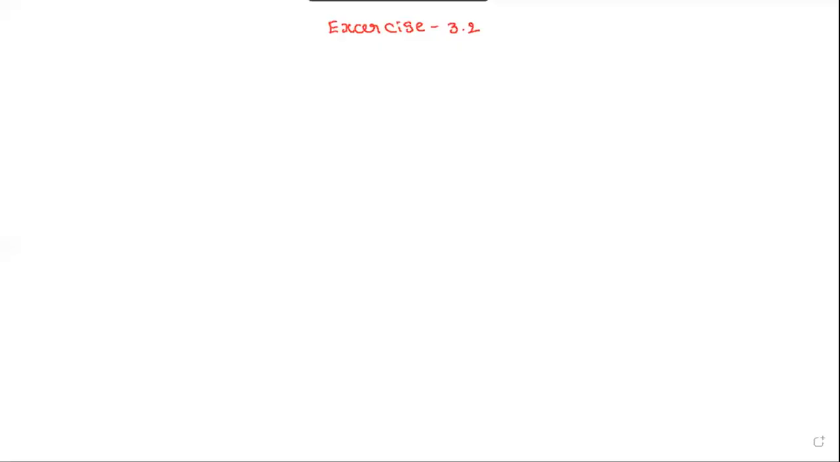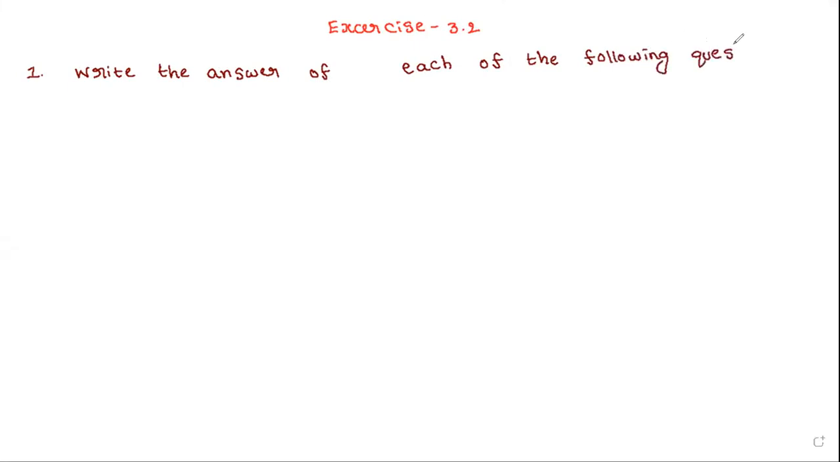Next, Exercise 3.2, the first question. Write the answer of each of the following questions. First question: what is the name of the horizontal and the vertical lines drawn to determine the position of any point in the Cartesian plane?